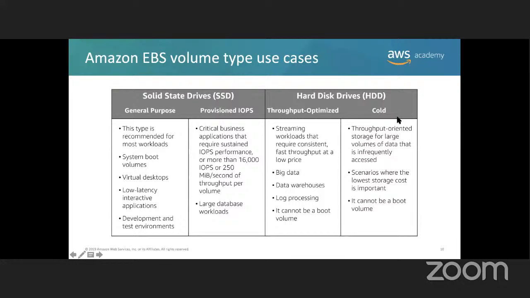Now, cold, well, like I said before, it's infrequently accessed, right? And it's very cheap compared to the other guys. This is the lowest storage cost, right? And when do you use this guy? Well, it says it here. Scenarios where the lowest storage cost is important. So if cost is important, and you're looking to save some money and you don't need to access this data frequently, then cold is the guy, right?